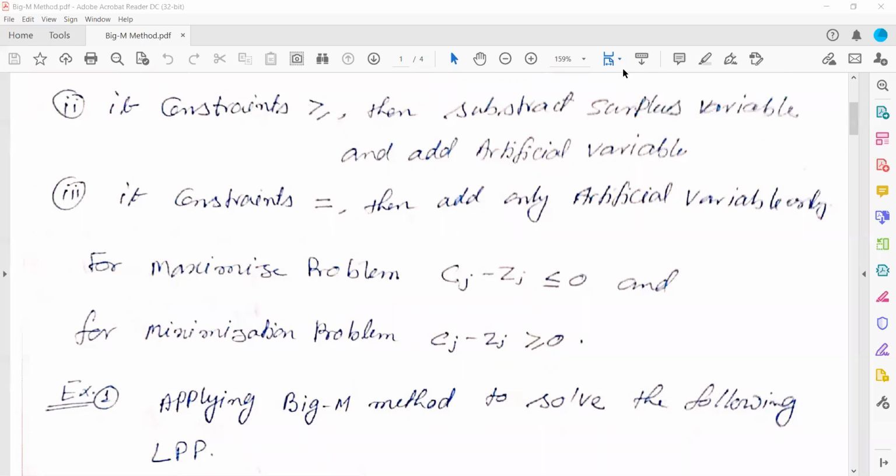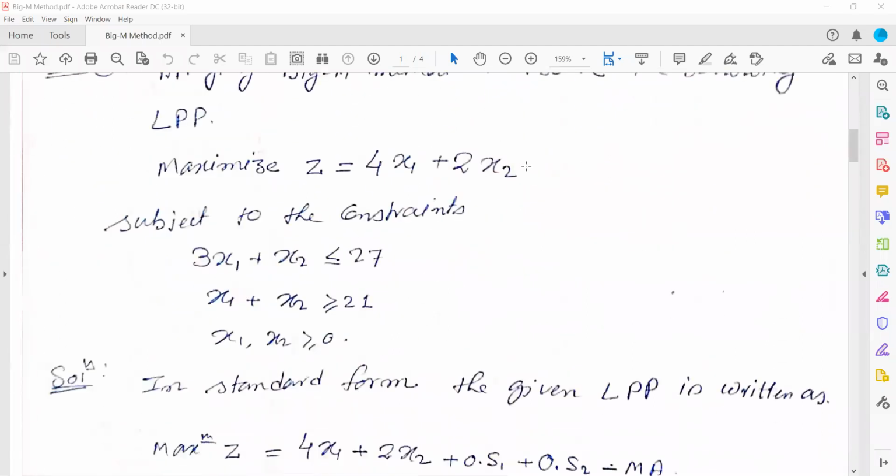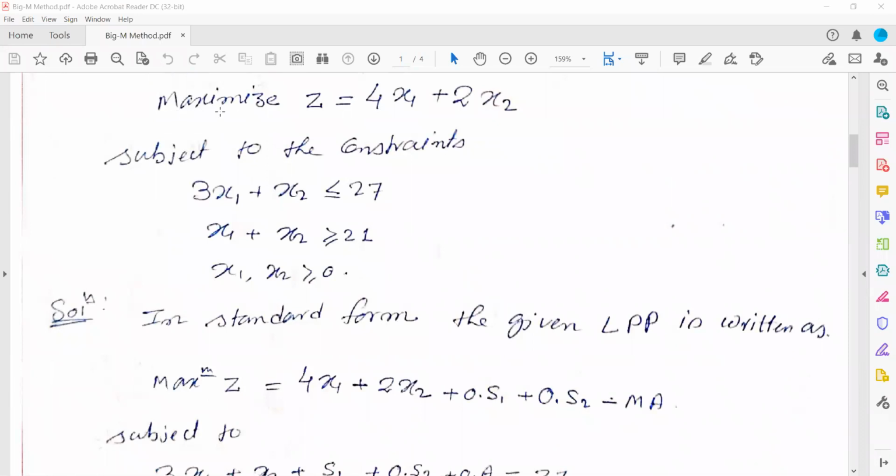Now the big M method, how will you solve? Let us consider one problem with an example, just to explain what the big M method is. The problem here is already a maximization problem, that's okay. If your problem is minimization, what will you do? We'll multiply by minus. So it will become minus z, that is minus 4x1 minus 2x2. And this minus z we will give another name, say z star.